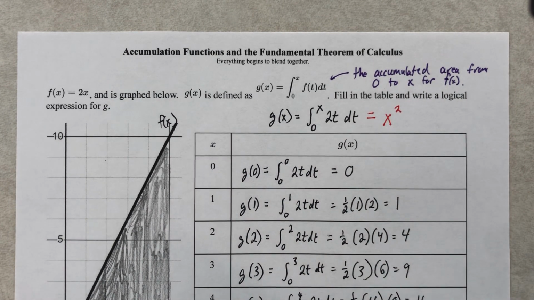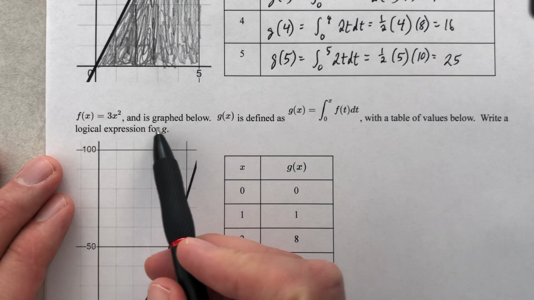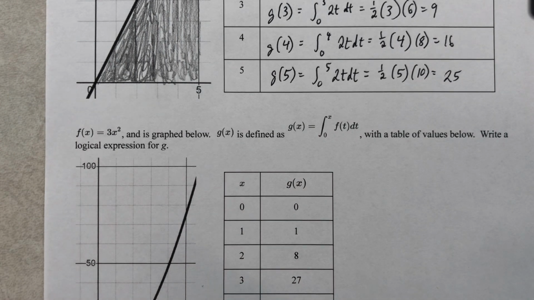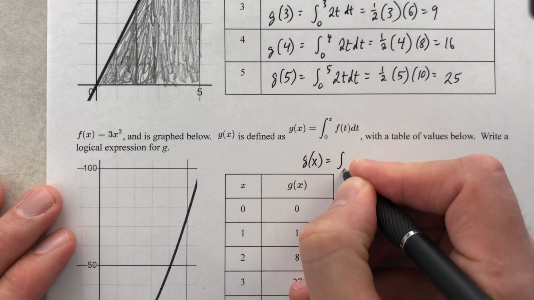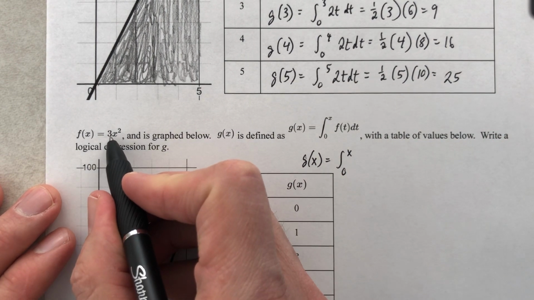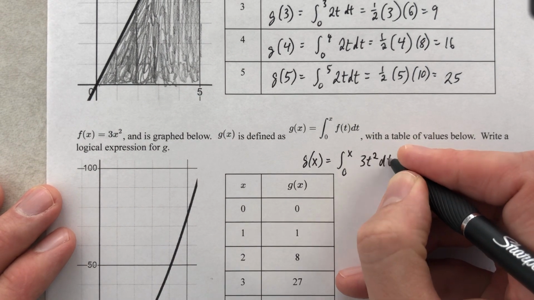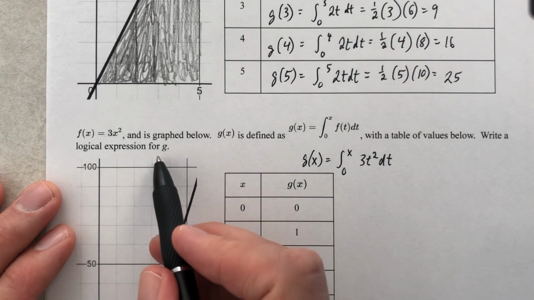Okay, let's slide up. If f of x equals 3x squared, it's graphed below. G of x is defined as that. Okay, similar idea, just different definition. So G is the integral from 0 to x of f of t dt. Well, instead it's going to have 3t squared, so 3t squared dt. And a table of values is below. Write a logical expression for g.